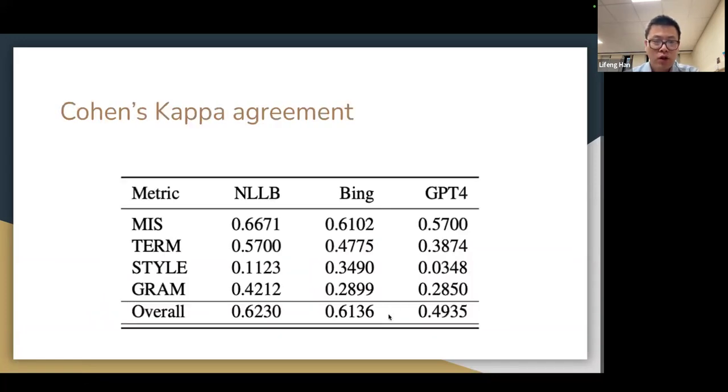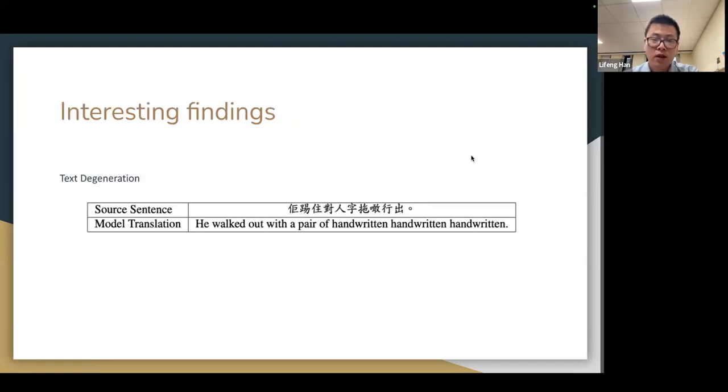Here's more detail about the Cohen's Kappa agreement regarding our human evaluation. Overall, on these 3 models, the human evaluation agreement is around 50 or 60 out of 100%. So it has sort of decent correlation. Some interesting findings of our human evaluation include text degeneration. For example, in this sentence, the model translated into "he walked out with a pair of handwritten, handwritten, handwritten." This kind of hallucination output.